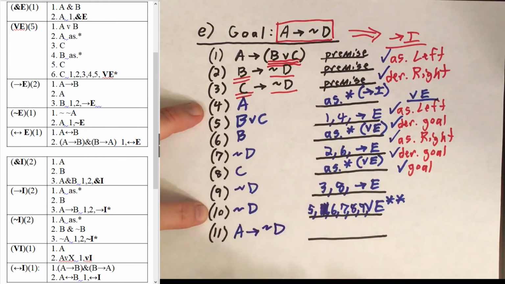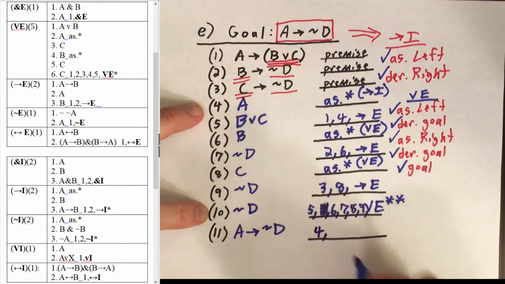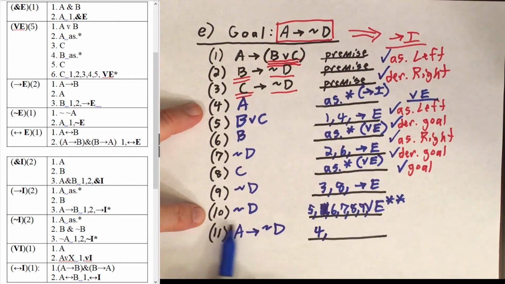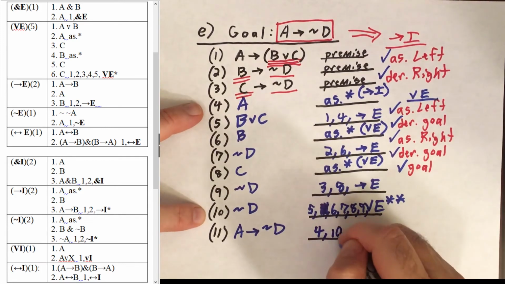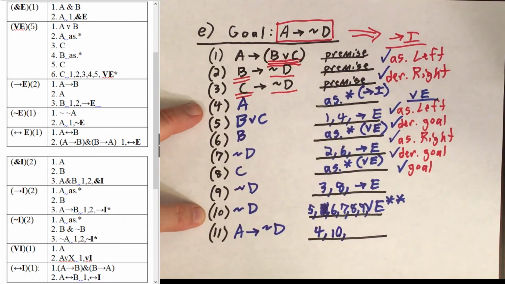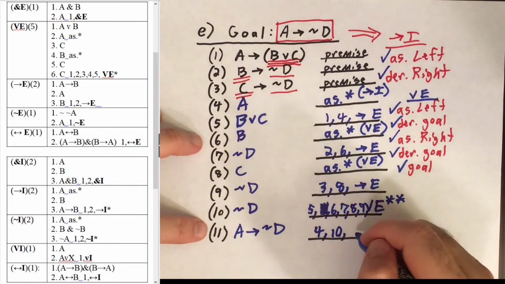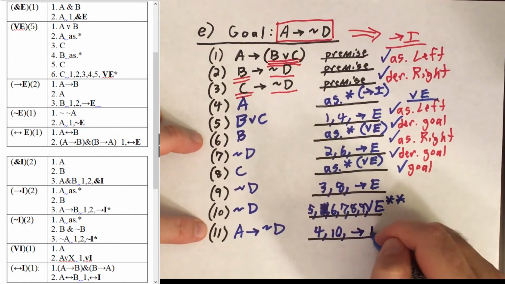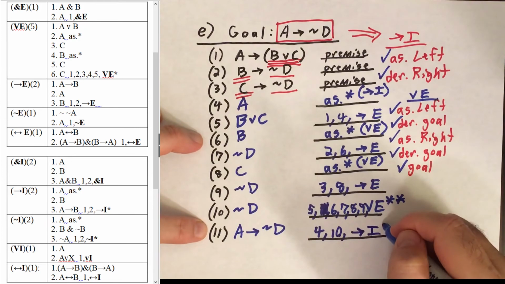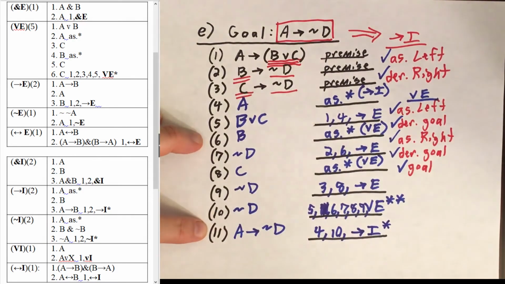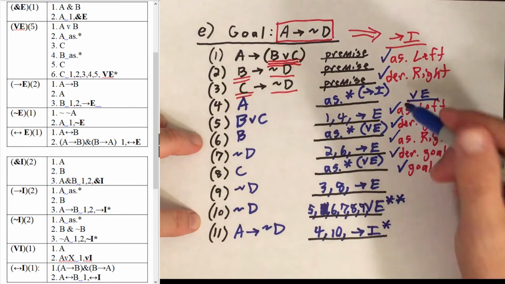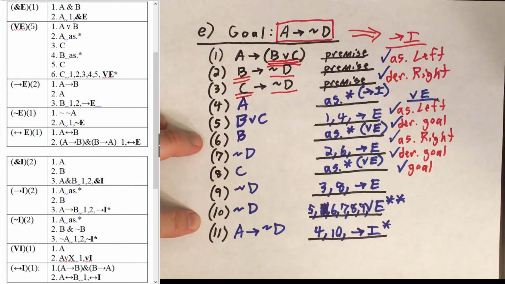Because I assumed the left side in line 4, I was able to derive the right side. Notice, it was only true once I did it in line 10. In line 10, I was able to derive the right side. So now this conditional is true. I invoke my rule, conditional introduction, and I discharge that original assumption. So all of those assumptions have been discharged. I have a valid proof.